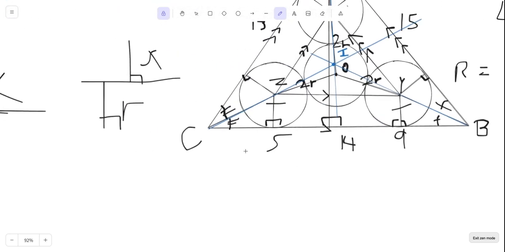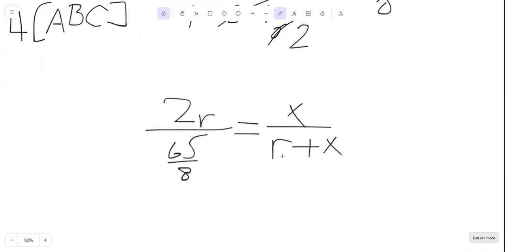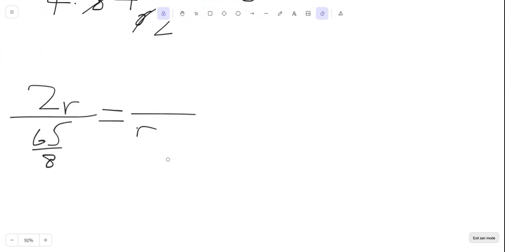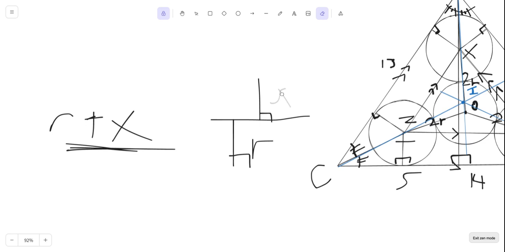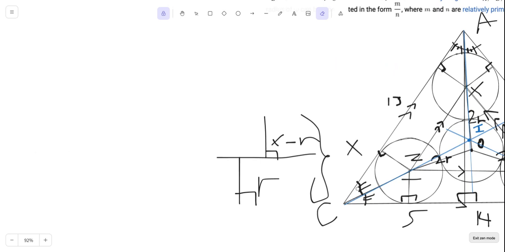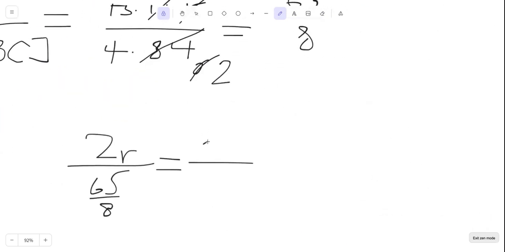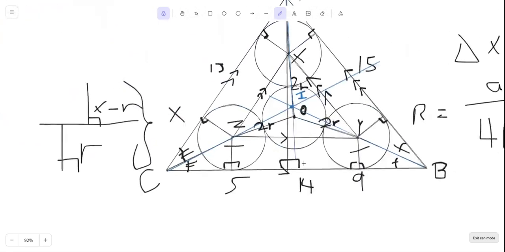Okay, and well, we don't know the in radius of the smaller triangle. So instead, let's try something similar. What if you let all of this be x? Because we have information of the bigger triangle. So then instead it would be x minus r over r. Okay. And what is x?